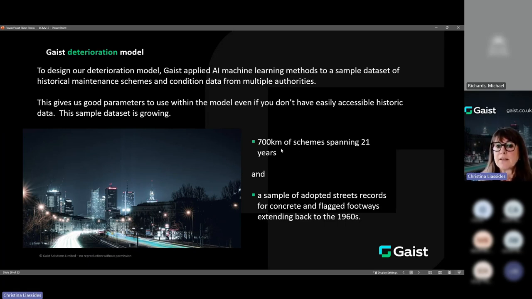So what we've ended up with, actually that figure is no longer 700, it's more than that now. It's over 1,000 kilometres of schemes over 21 years. And we've also looked at footways. So we do have a deterioration model for footways. We've looked at lots and lots of street records, predominantly concrete and flagged, and also now more and more bituminous are coming into the picture as well. And a lot of bituminous footways are now beginning to reach a time where we really do need to look at them and what's going on with them.